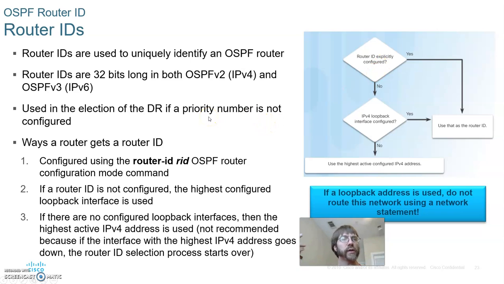Now, this can also be used in your DR election process if there isn't a priority number. The default priority for all DR elections is 1. The higher the priority, the more likely it is to win that DR election. But if you have no priority and you do have an IPv4 address in that multi-access network, I believe the highest one will win. So let's talk about configuring that.